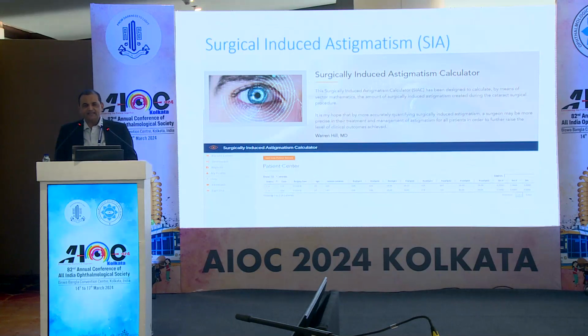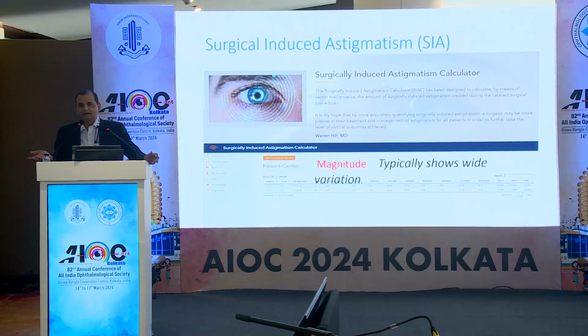So for the SIA, we all know that Dr. Warren has given us this website. You can calculate your own SIA value. But the problem with this SIA is the magnitude typically shows wide variation. Dr. Tejas is operating from 180 degrees with a 2.4 incision. He is getting the SIA of minus 0.32, and Dr. Shail is operating and is getting minus 0.22. So there is a huge, wide variation in the magnitude.